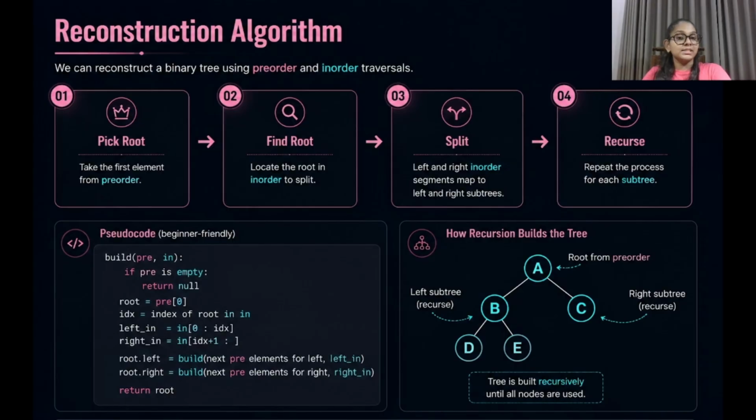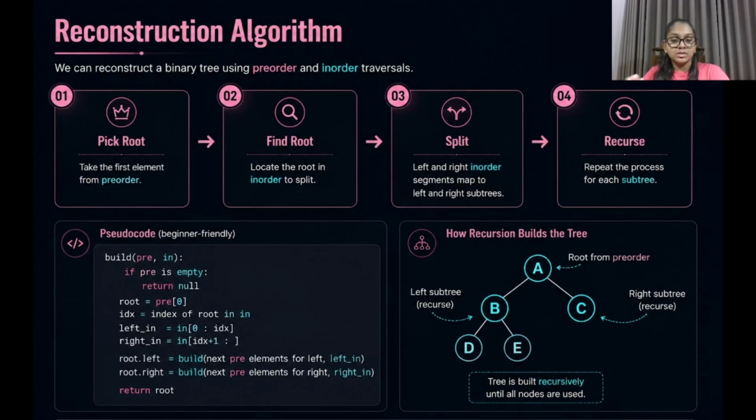Okay, now that we understand the visual process, let's connect it to the actual algorithm. The reconstruction process follows four main steps. First, pick the root from the preorder. Then locate that root inside the inorder traversal. Next, split inorder into left and right subtrees. And finally, repeat the same process recursively for both sides.